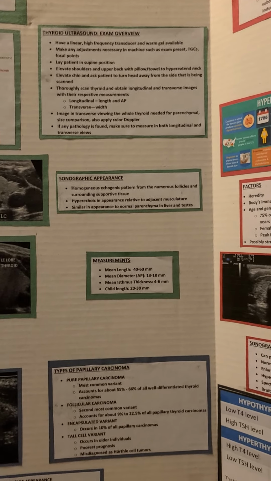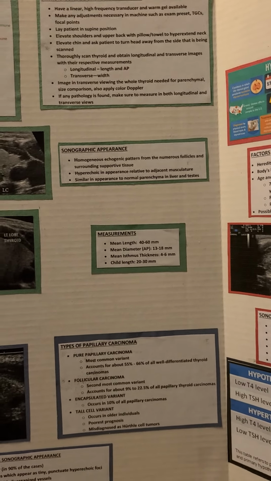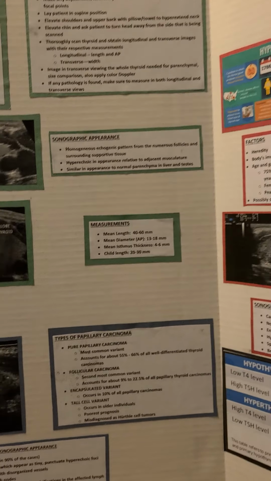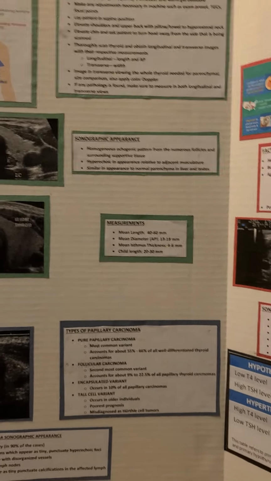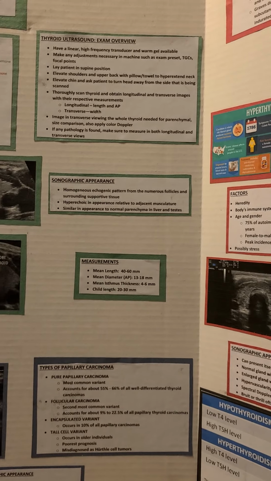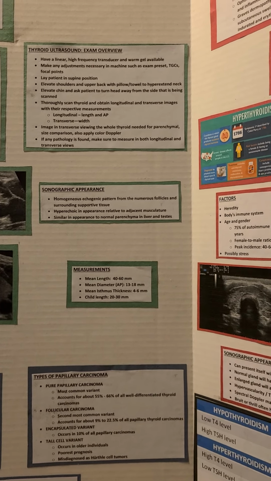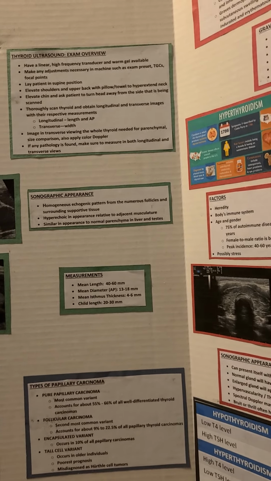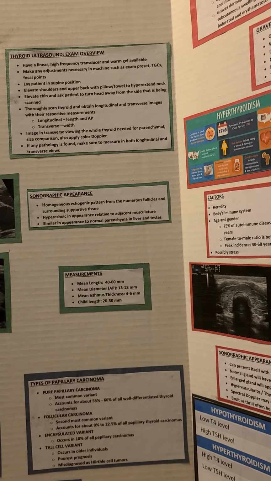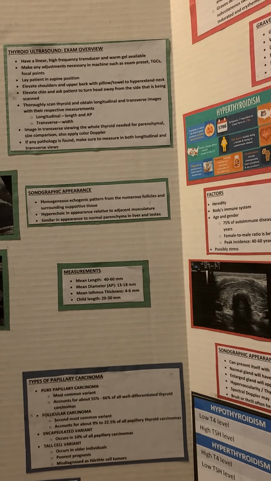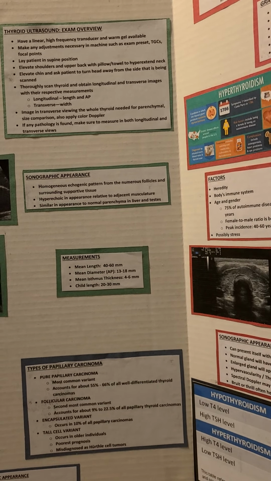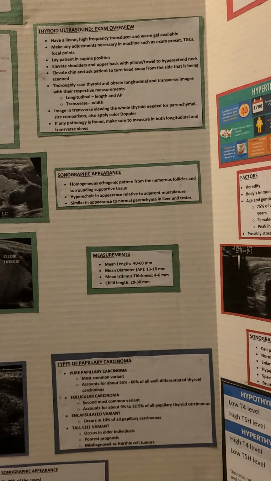We want to make sure we have everything ready on the machine. We want to position the patient supine. We want to elevate the shoulders with a pillow or a towel in order to hyperextend the neck. Whenever we're scanning, we ask the patient to turn their head the opposite direction in order to have more room for the area being scanned.